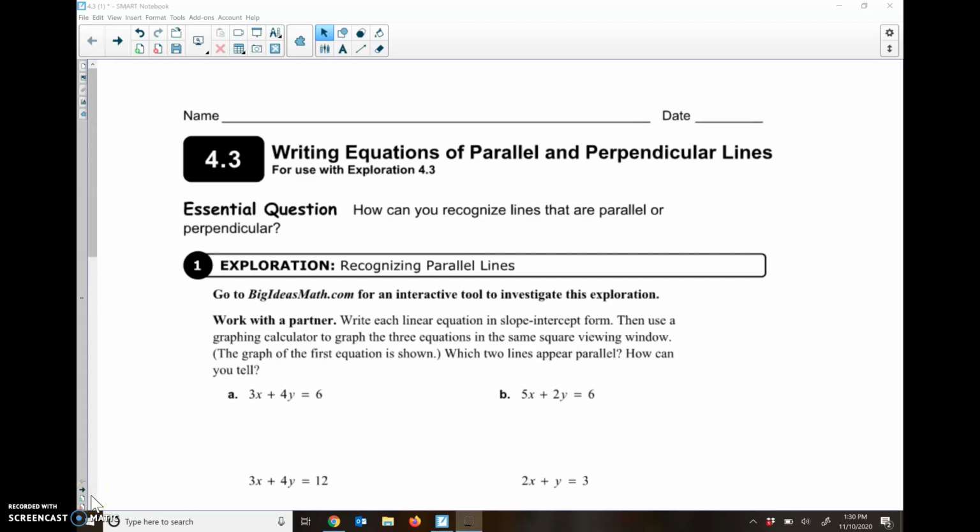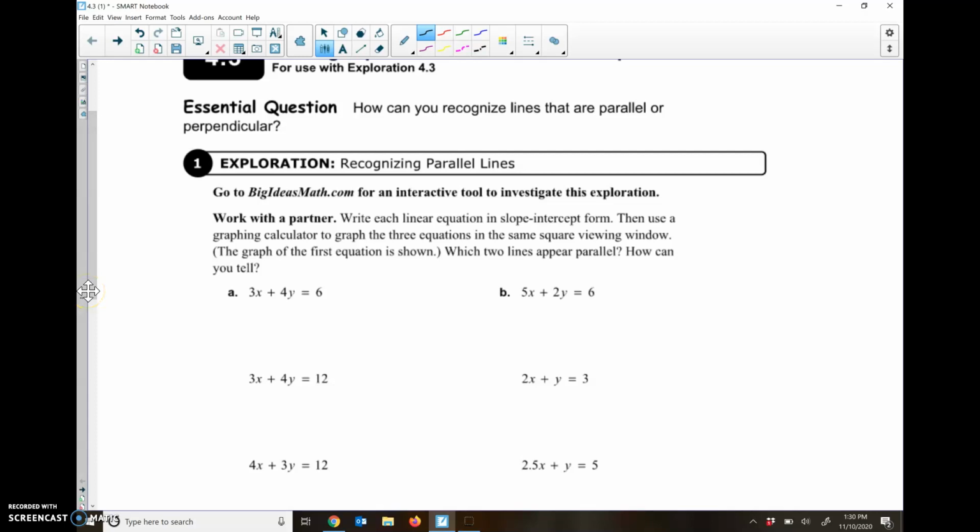Hey, this is Mr. Mola with lesson 4-3, writing equations of parallel and perpendicular lines. All right, so first part of this is we're going to focus on parallel, then we'll switch back to perpendicular, and then we'll go back to parallel and back to perpendicular.